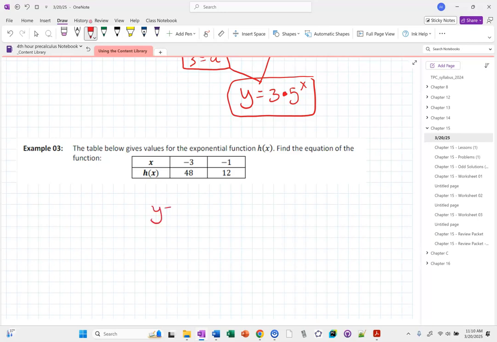So again, the idea here is I want to write an equation a times b to the x. So what I'm going to do is I'm going to take one of my points and plug them in for x and y. And I'll do it for the other point as well. So I'll do it for both points. And what I've created is a system of 2 equations.